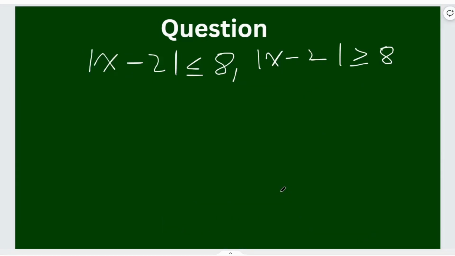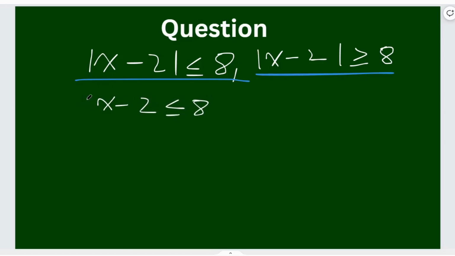Moving on, we're going to solve these two inequality questions. The first one is the absolute value of x minus 2 is smaller or equal to 8. And the next one is the absolute value of x minus 2 is greater or equal to 8. We're going to solve the first question by writing it as x minus 2 is smaller or equal to positive 8 and greater or equal to negative 8.